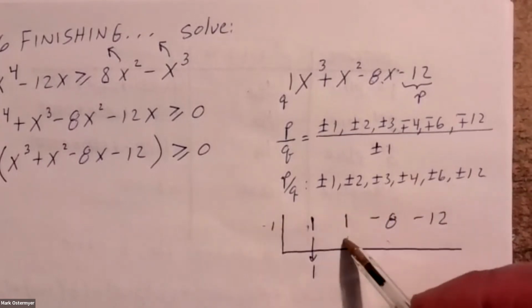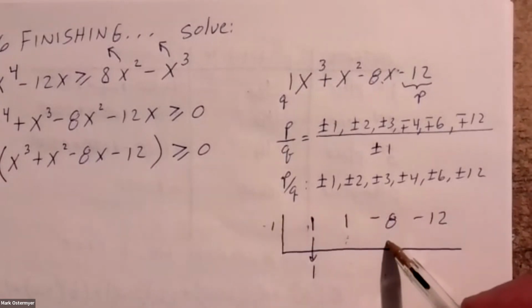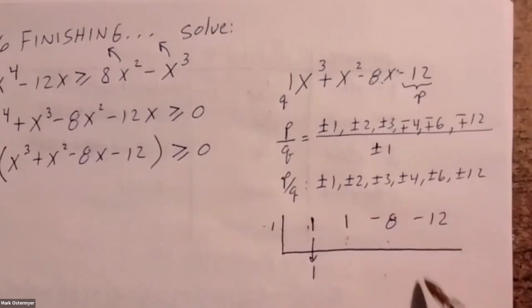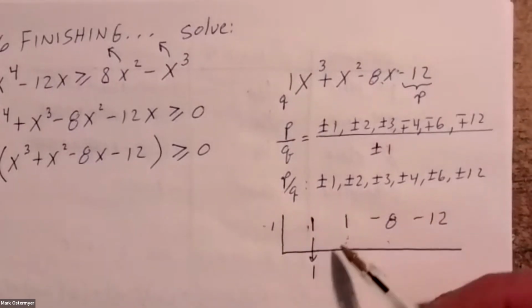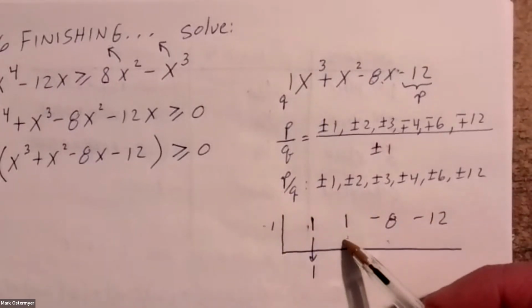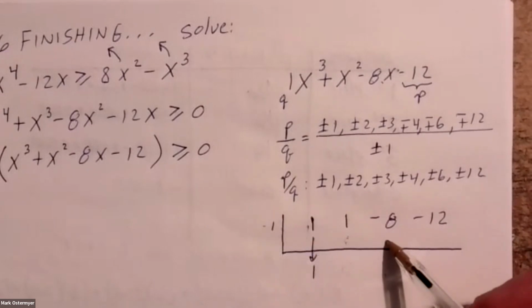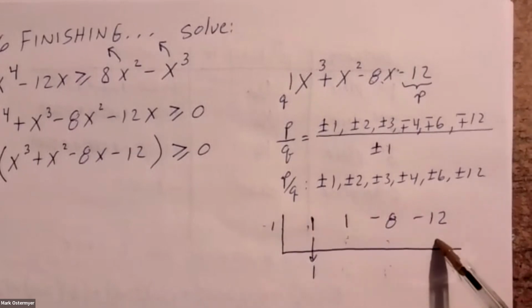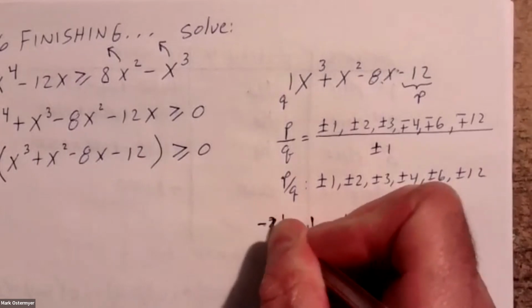2 times 1 is 2. 1 plus 2 is 3. 2 times 3 is 6. -8 plus 6 is -2. 2 times -2 is -4, and these do not add up to 0. 2 doesn't work. Try -2. -2 times 1 is -2. 1 plus a -2 is a -1. -2 times -1 is 2. -8 plus 2 is -6. -2 times -6 is a positive 12, and we would get a 0 remainder. -2 is a 0. So we found one.